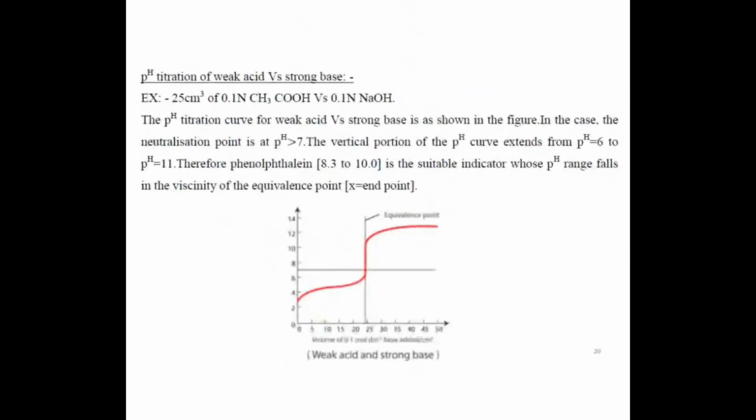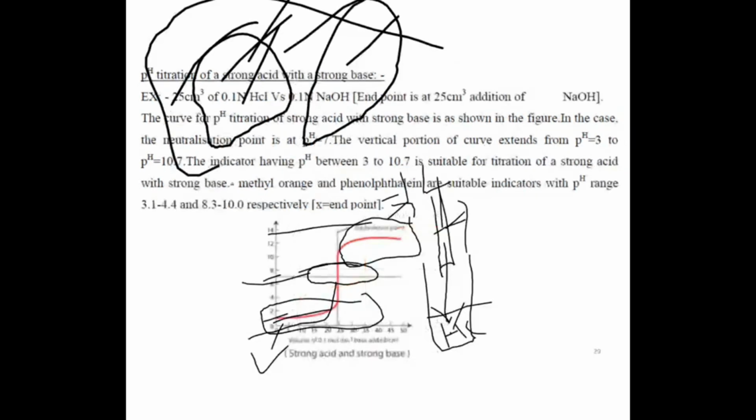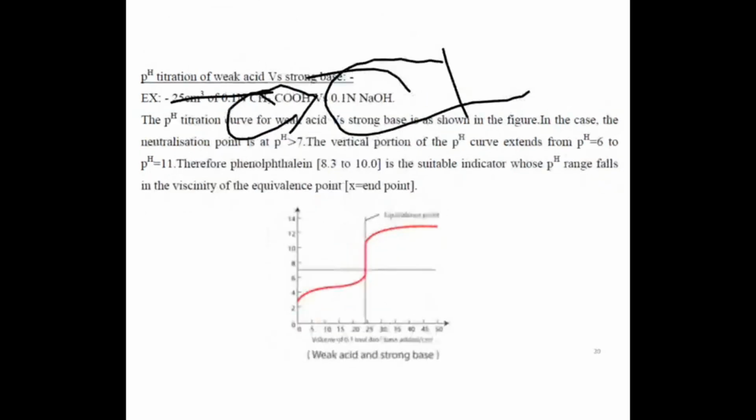Next, you can see the pH titration for weak acid versus strong base. For the weak acid we have taken acetic acid, CH3COOH, and sodium hydroxide is the strong base. The weak acid starts from about 2.3 to 4, and the strong base is at 14. You can see the difference between this plot and the previous one. The previous plot, for strong acid versus strong base, is elaborate, while here it is shortened.